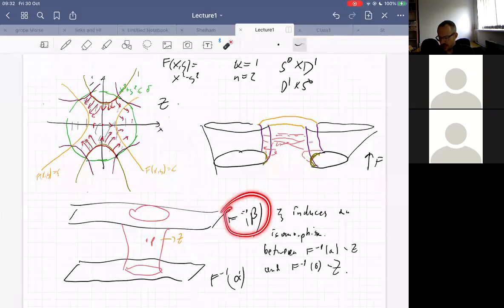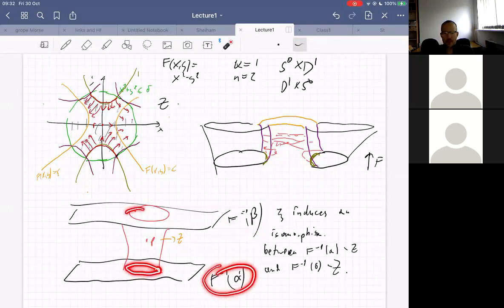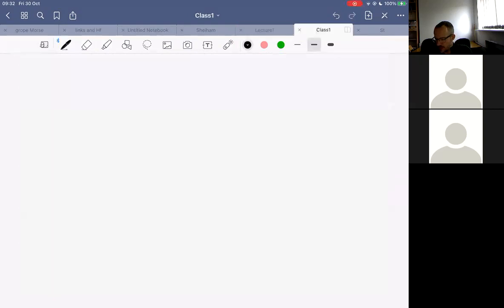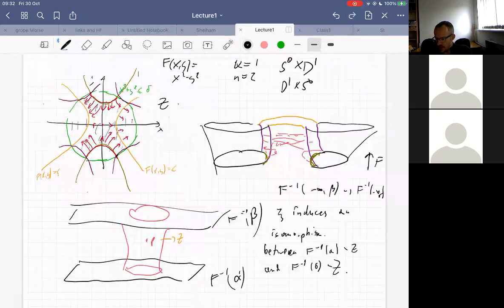F inverse of beta arises from F inverse of alpha by removing this part and gluing in that part. But then the question is, what happens with F inverse of minus infinity beta versus F inverse of minus infinity alpha? What happens with that part?